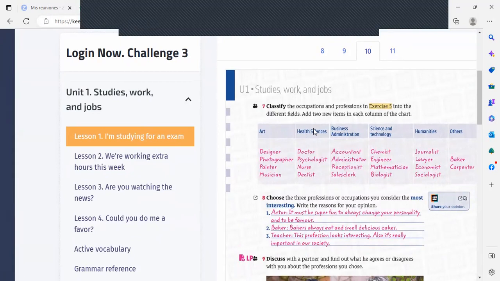According to the professions, we have occupations like the art. We have designers, photographer, painter, musicians. For the health science, we have doctors, psychologists, nurses, and dentists. We also have business administrators like accountant, administrator, receptionist, or sales clerk. In the area of science and technology, we have chemists, engineer, mathematician, biologist. We also have humanities like journalists, lawyer, economist, and sociologist, and others like the bakers and the carpenters, okay?